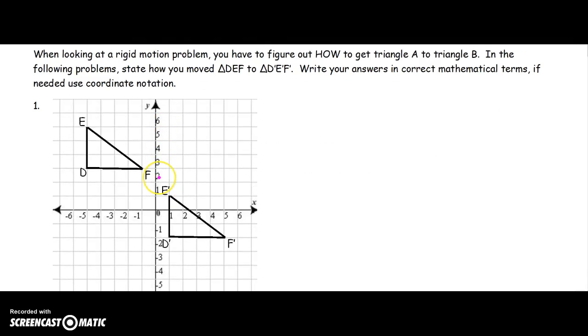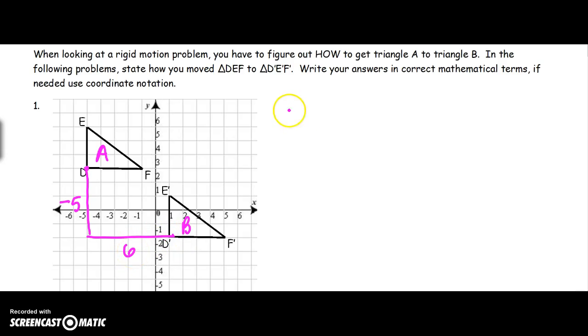So when we're looking at a rigid motion problem, you have to figure out how did you get triangle A to triangle B. In the following problem, state how you moved this shape from A to B. So write your answer in correct mathematical terms. If needed, use coordinate notation. So in this instance, we just basically picked up triangle A and moved it to triangle B, up and over. So we went down 5 and we went over 6.